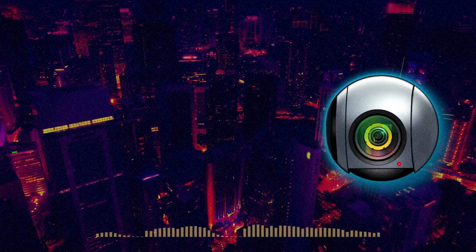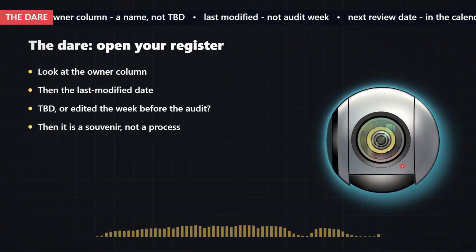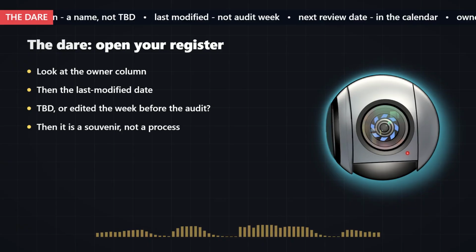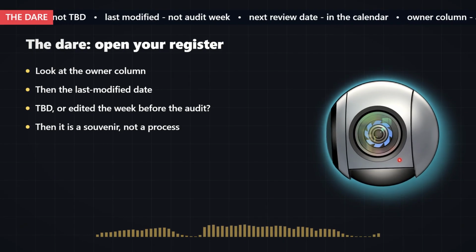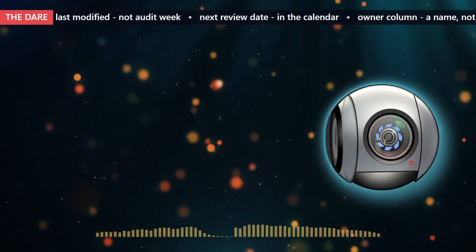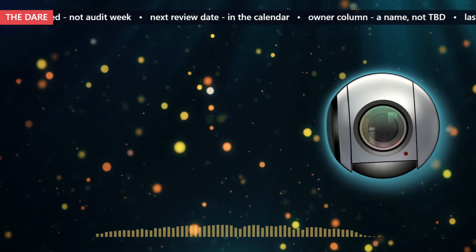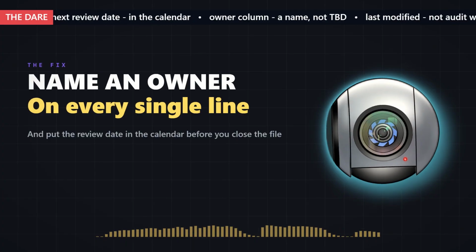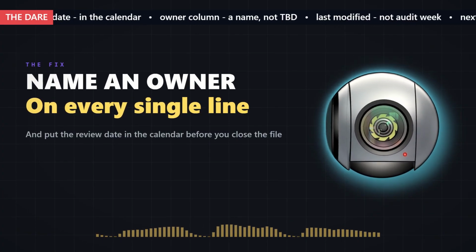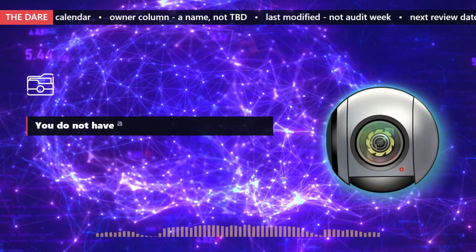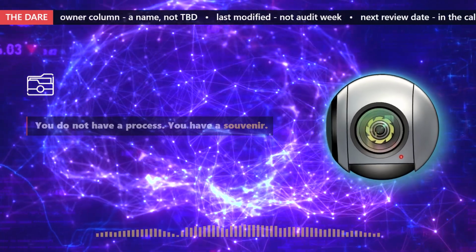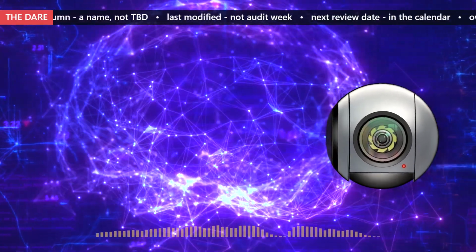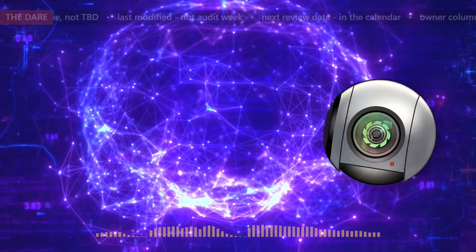Open your risk register right now. Today. Look at the owner column. Then look at the date it was last modified. If the owners say TBD or the last edit was the week before your audit, you don't have a risk assessment process. You have a souvenir. Go and fix it. Name an owner on every single line and put the next review date in the calendar before you close the file. Do that this week, and you'll be ahead of most of the companies who already passed.